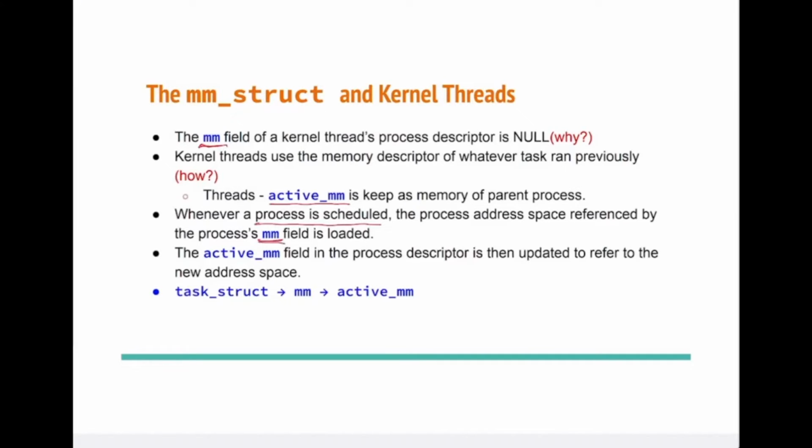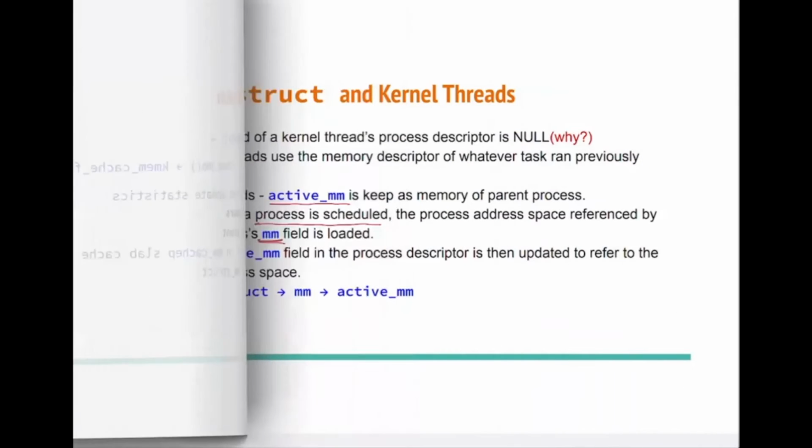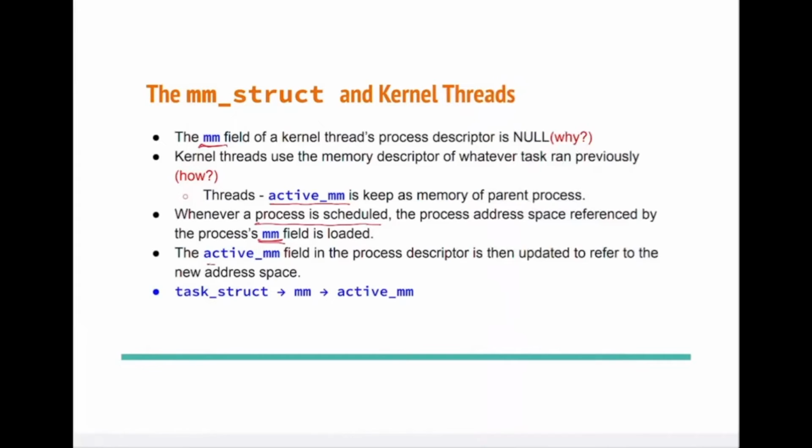If it finds that this is null, then it will load the address space of the parent, because it already has the pointer to the parent process. From that it will access the parent address space, and it will load it into this active field, and this will become the new address space for that particular thread or child. So this is the sequence: in task struct, we have this field, and based on the field, we update the active field to specify the new address space of a particular process or thread.